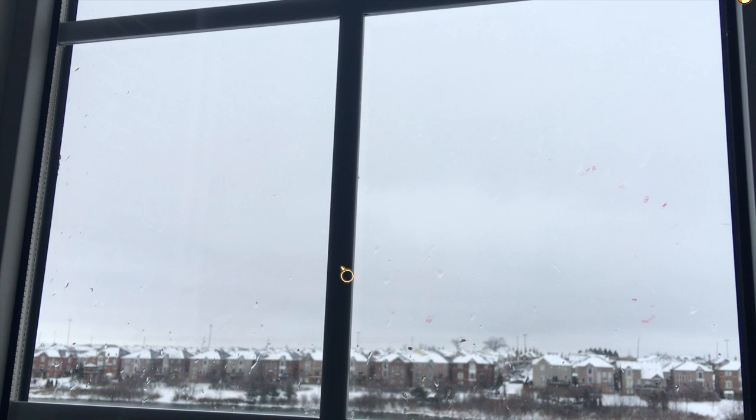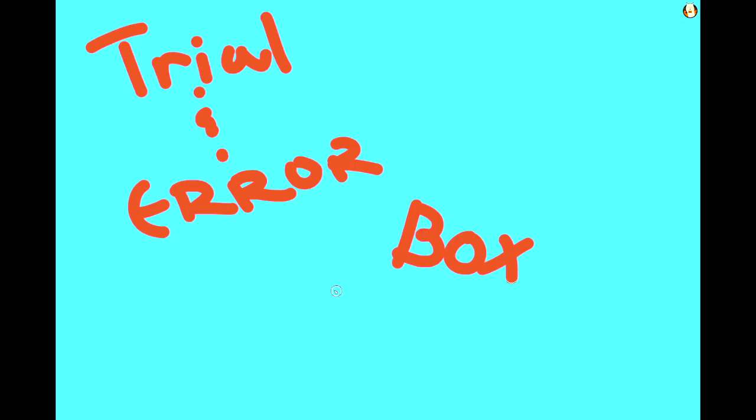Let's take a little while to look at the trial and error box method.